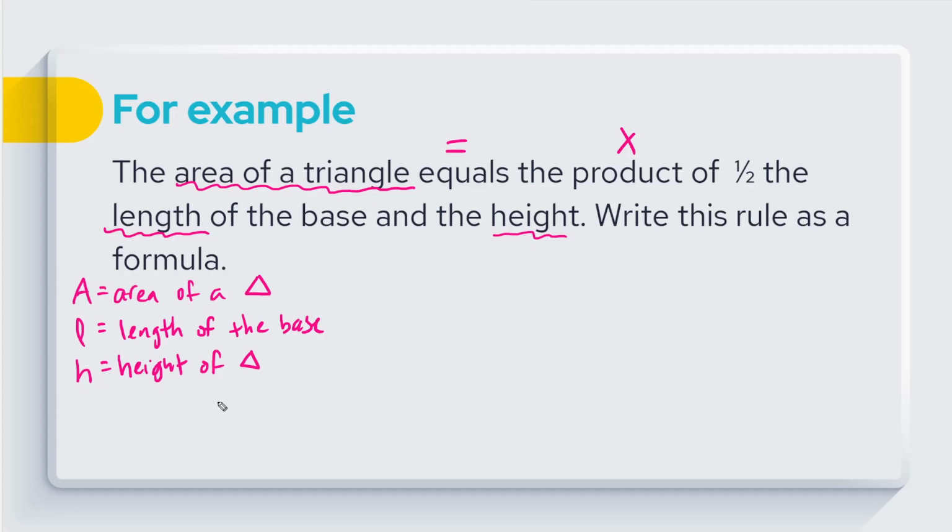Okay. So now let's look back at the words. The area of the triangle equals. So we can just start right there. A equals. And then the product. Product means to multiply, right? And which two things are we multiplying to get the answer of this thing? The product of 1/2 of the length and the height. 1/2 the length of the base and the height.